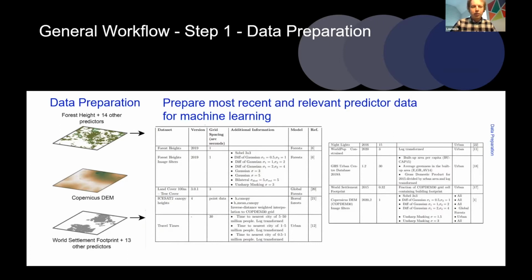And then we've also included some image filtering. So some of these data sets are quite noisy. So we can denoise them and also create some edge filters just to sharpen up the data. So all in all, we have 15 different predictors for forests and 14 different ones for urban areas.